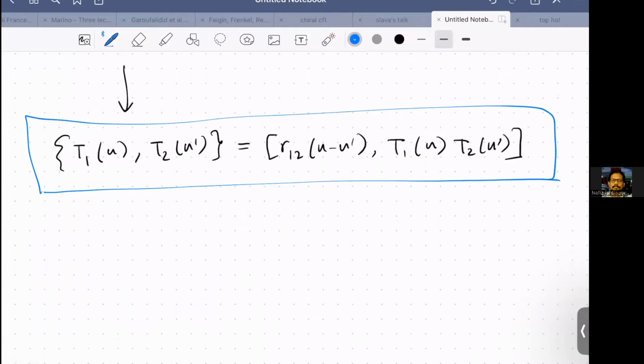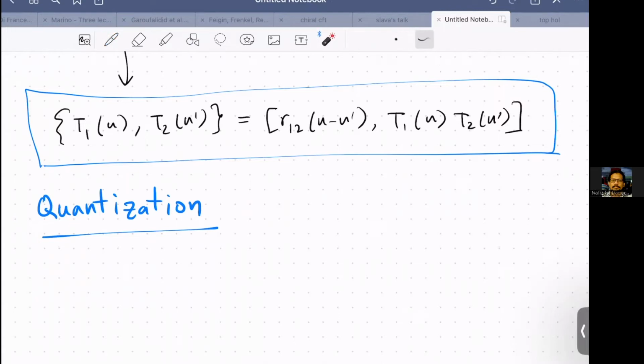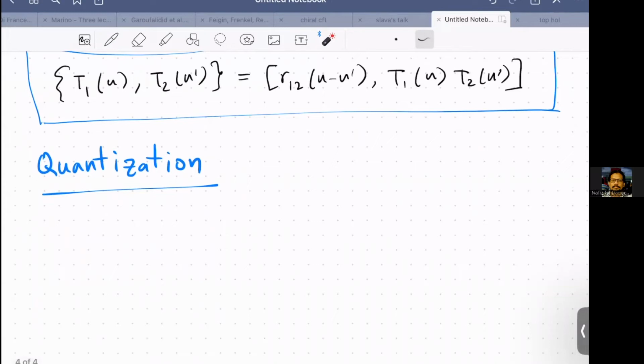So now let's discuss quantization. Let's recall how we quantize a classical system. In classical mechanics, we have functions on our phase space, and those functions have Poisson brackets. In quantum mechanics, we promote those functions to operators that act on some Hilbert space, and we promote those Poisson brackets to commutator brackets of those Hilbert space operators, in the limit where the quantization parameter h bar goes to 0.